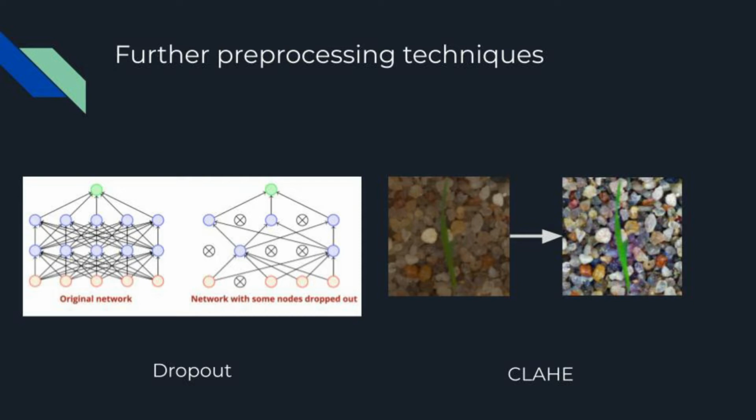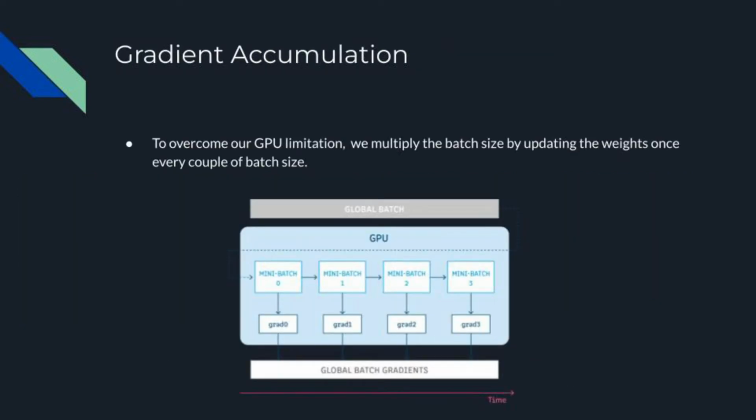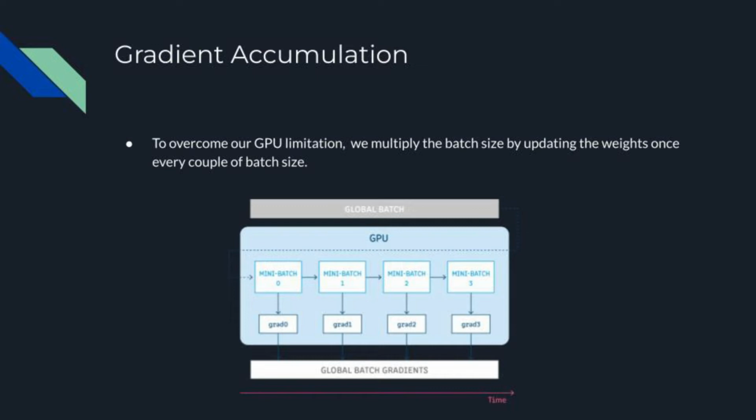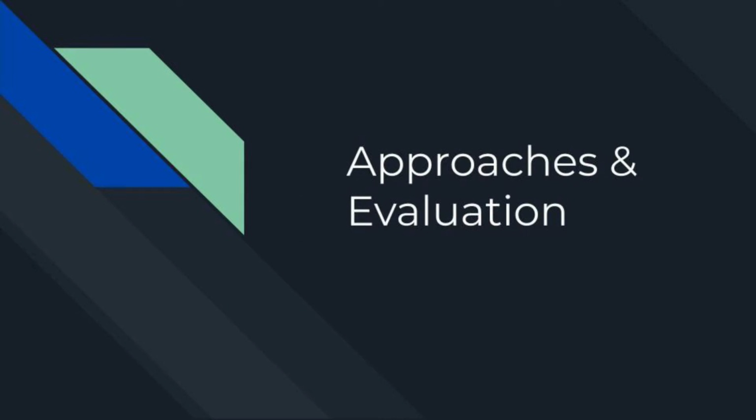However, due to time constraints, we could not further our experimentation, and the initial result of incorporating this technique was not as good. Lastly, we used gradient accumulation to allow us to increase the batch size while using our personal GPU that is limited by its memory. Gradient accumulation multiplies the batch size by updating its weights once every stated number of batches, on the trade-off of increasing runtime. Now let's move on to the actual approaches that we use to solve this problem.